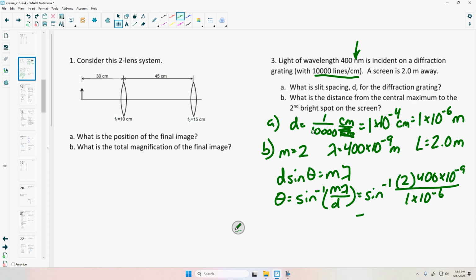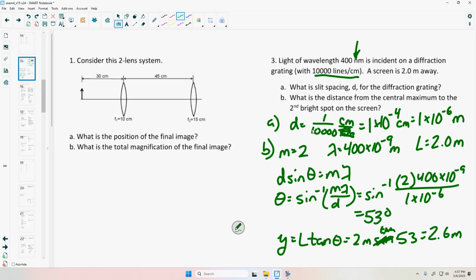53. So that angle theta is 53 degrees. And then once I find that, I can find y is equal to L tan theta, which is going to be 2 meters times tan of 53. Oh yes, thank you, tan. I get 2.6 meters. Okay, that's the difference between the 0th order and the 2nd order. Yours will be just like that, just different numbers, nothing wonky about it, there will be an answer.